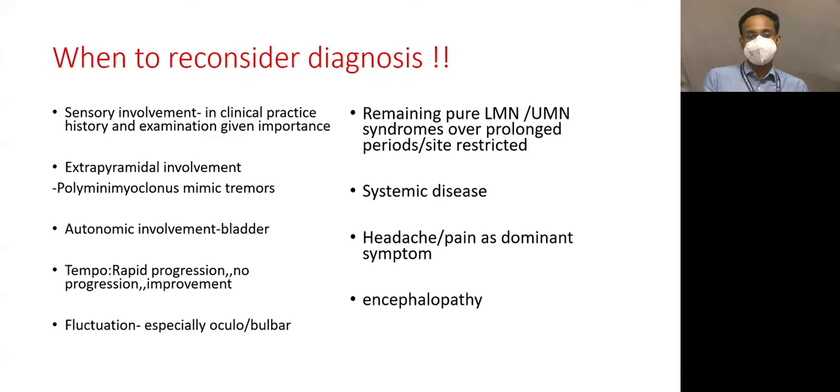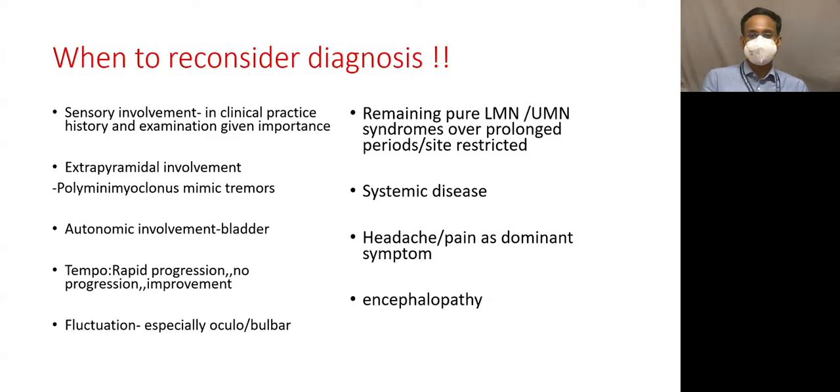And certain presentations where they remain upper motor neuron or lower motor neuron presentations for a very long period of time. Like I told you, the normal kind of ALS might start as a foot drop or as a hand weakness, but gradually they develop other upper motor neuron signs over time. A disease which does not manifest such symptoms, that is a possible red flag.